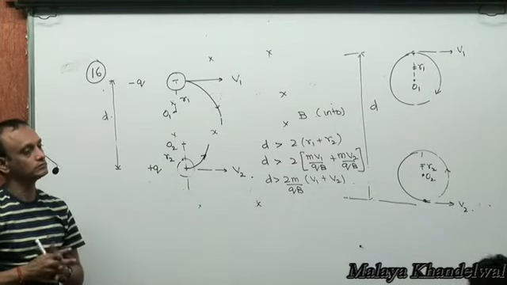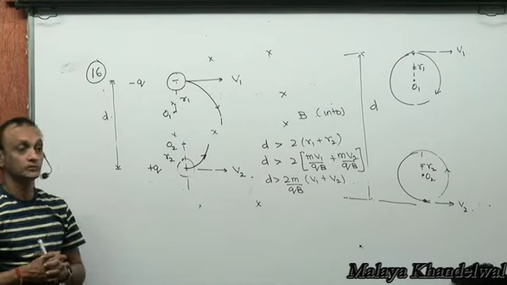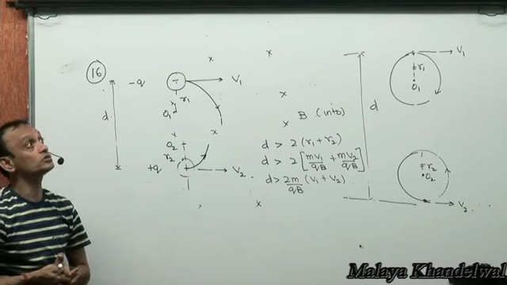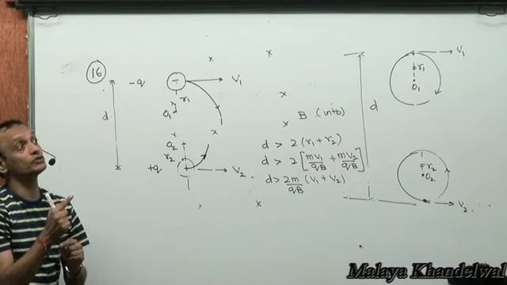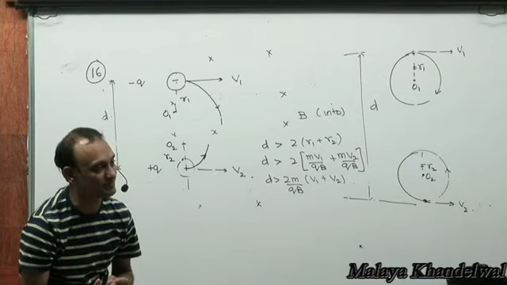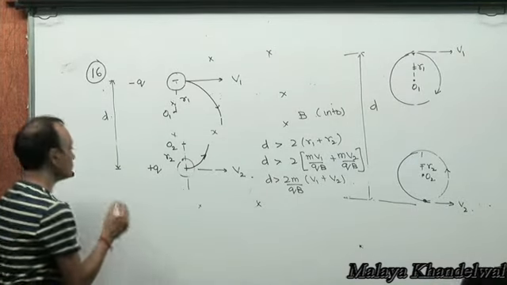Is it possible that the two circles are overlapping but still they are not colliding? Yeah, it's possible. You're right. They could, because the point of intersection of the two circles might be reached by the two particles at different instants of time. See, it's possible. That's also possible.